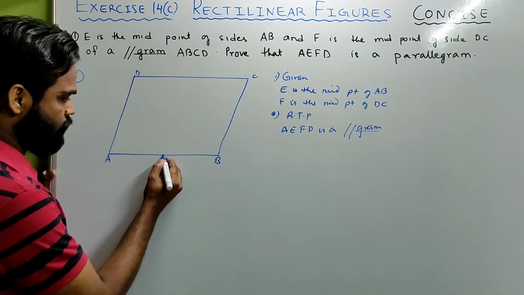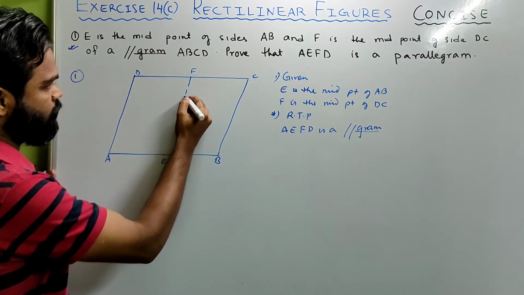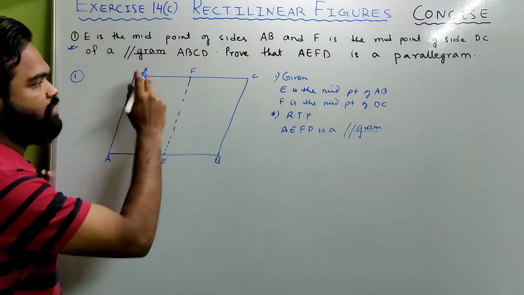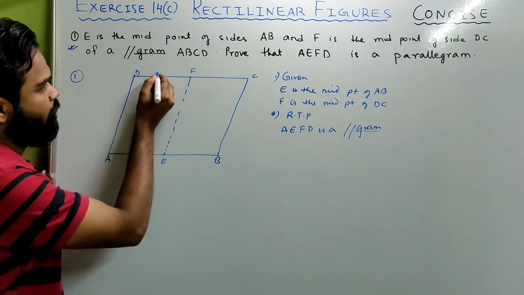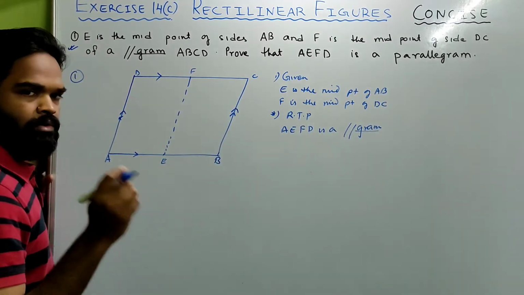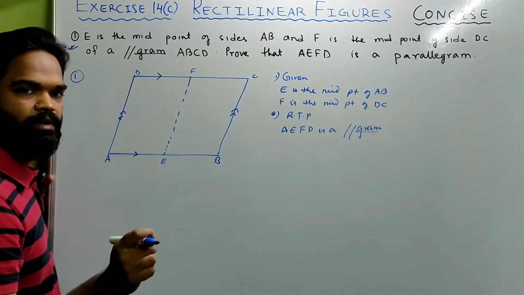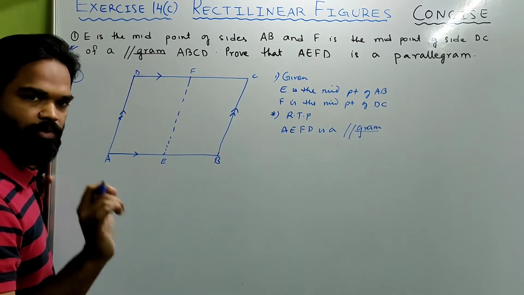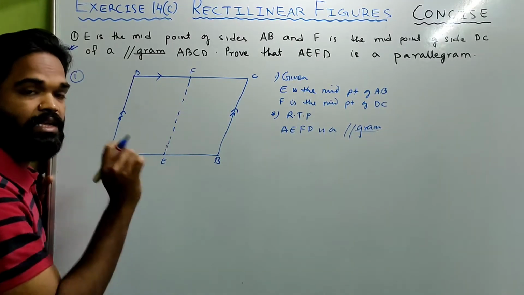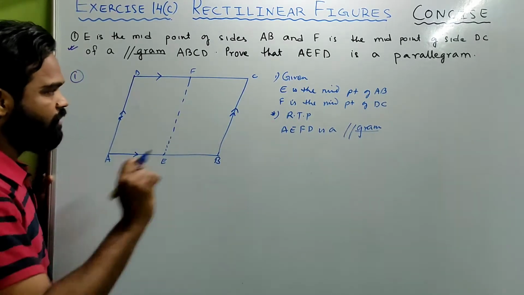Very easy. Look over here. Suppose we have E over here, we have F over here. Just join this. We need to prove that AEFD is a parallelogram. Now this is parallel to this, we know, and AD is parallel to BC. So if we can show that AE and DF are equal, then our work is done. Because in a quadrilateral, if one of the opposite pair of sides are equal and parallel, then the quadrilateral is a parallelogram.